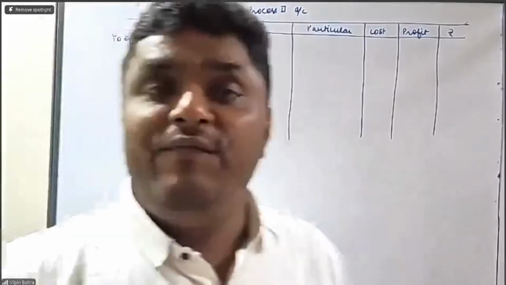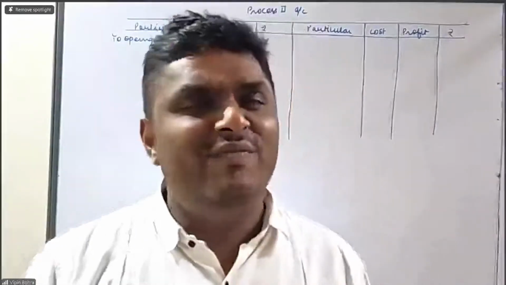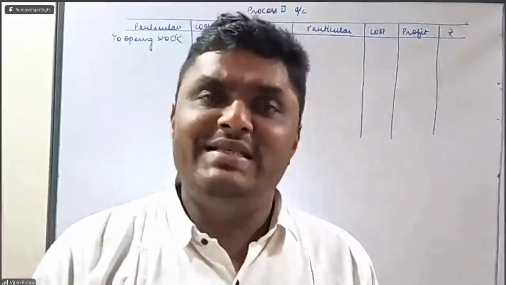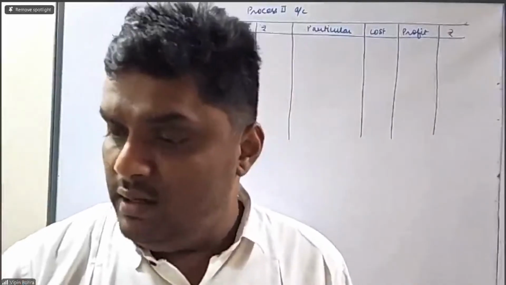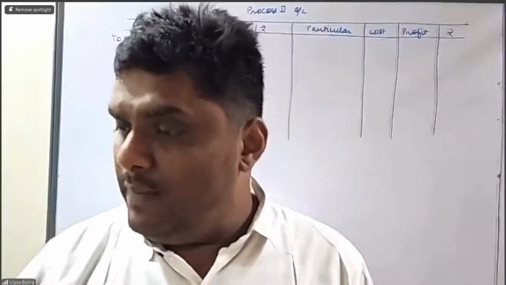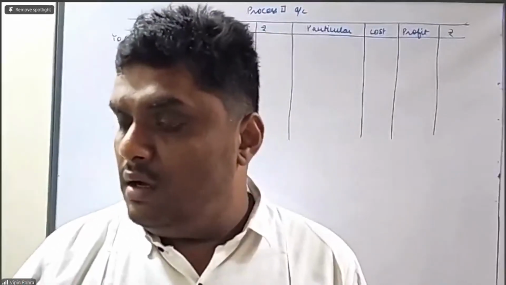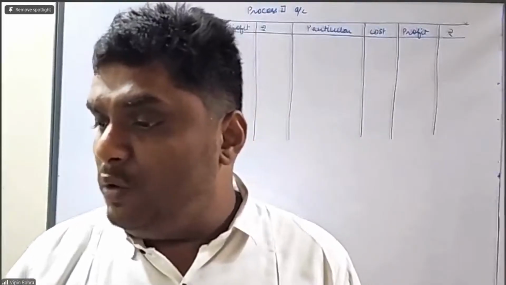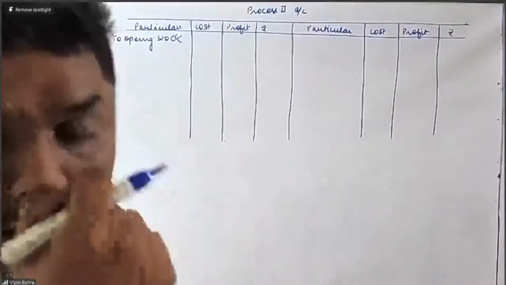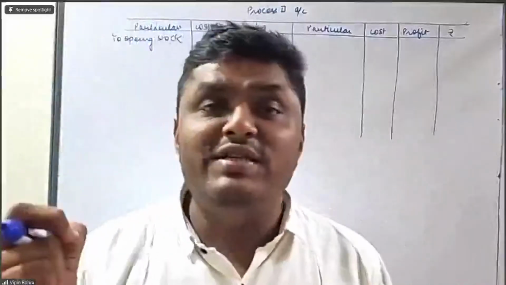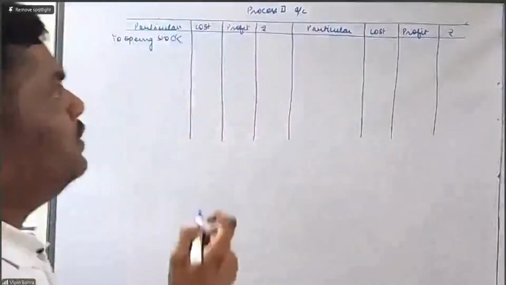Again, I'm starting from process second. The process first is very easy. Here in maximum cases, students face problems in process second. So when talking about the opening work in progress, opening stock is given. The opening stock is given, that is rupees 9,000. This is the total opening stock.